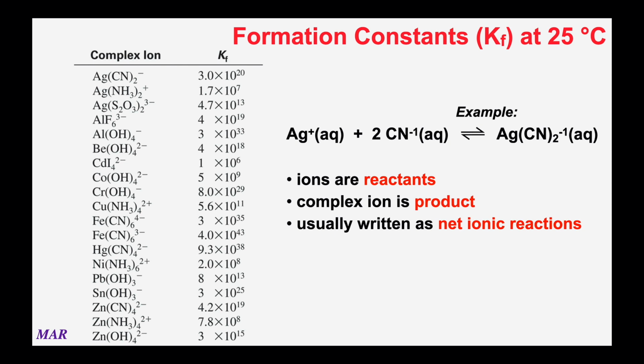And again, notice that all of these numbers here are pretty big numbers. That means all of these complex ions are ready to form, ready to go. In these KF expressions, remember the ions are the reactants and the complex ion is the product. They're almost always written as net ionic reactions, similar to what the KSPs were too, just FYI about that. So remember about complex ions, you're usually going to use a net ionic reaction. You don't include the spectator ions like we talked about in Chem 221.